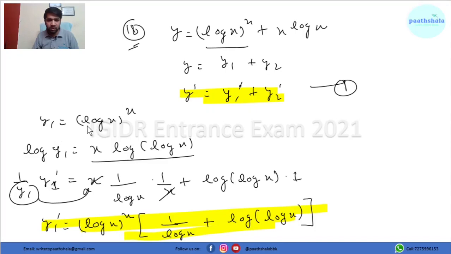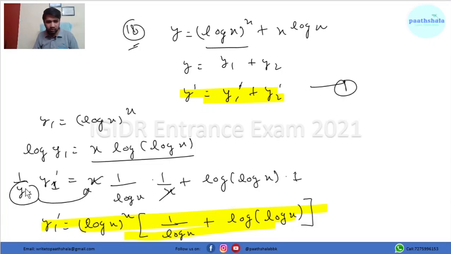So this will become (log x) to the power x. Taking log on both sides, we will get x log of log x. Now let's differentiate it with respect to x. So this will become 1 upon y1, and y1 dash equals, we will follow the product rule on the right hand side. So this will become x, that is the first function, and differentiation of log x will become 1 upon log x into 1 upon x, plus we'll write the second function and differentiate the first function, that is x, so it will become 1.